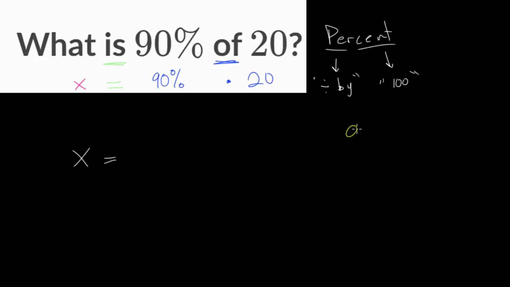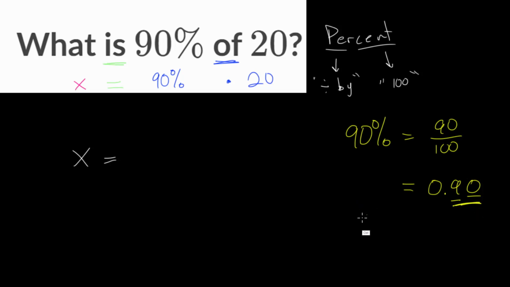Or in other words, when we have 90%, this just means 90 divided by 100, or 90 hundredths, and we can write that as a decimal as 0.90. We have 0 in our hundredths place, but 9 in our tenths place. Or if we want to think about it as a whole, this is 90 hundredths. So we can substitute in 0.9 or 0.90 for 90%. We have x is 0.9 multiplied by 20.